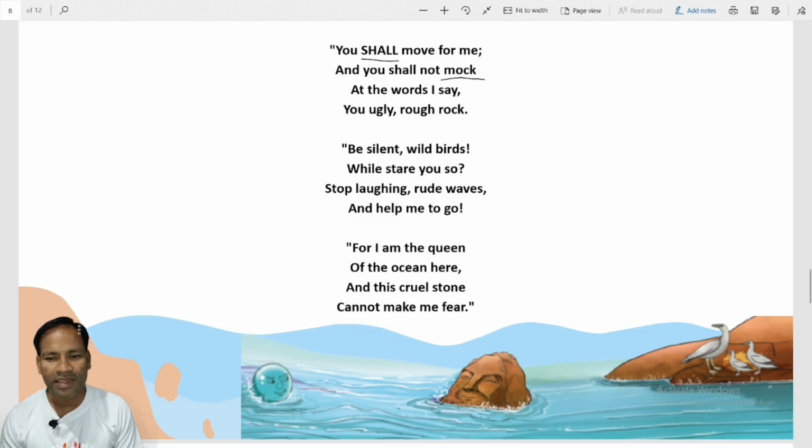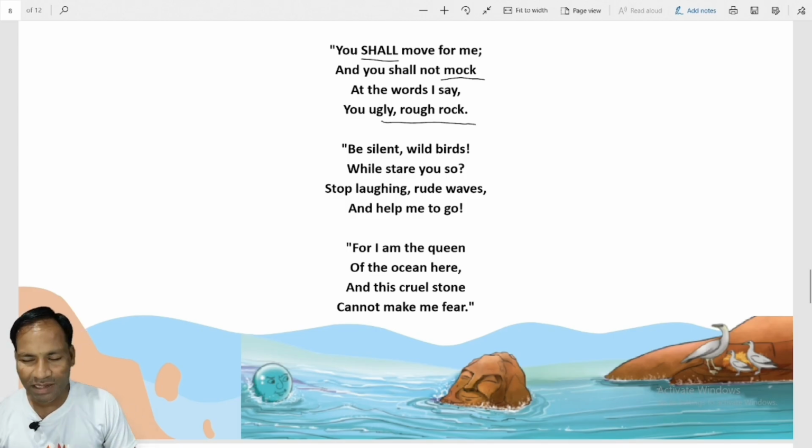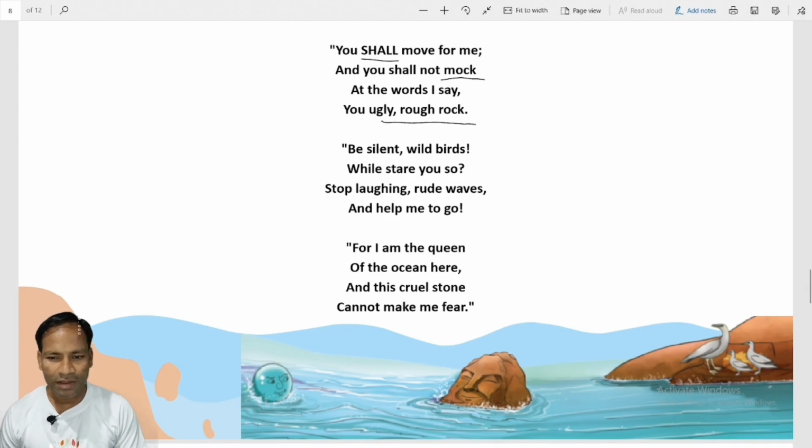तो at the words I say, you ugly rough rock. अगेन रॉक को बहुत ही अरोगेंटली बबल बात कर रहा है कि तुझे यहाँ से हिलना ही पड़ेगा, मुझे रास्ता देना ही पड़ेगा, यू रफ रॉक, तुझे बाजू को हटना ही पड़ेगा. और वो अभी सबको स्कोल्डिंग कर रहा है, सबको डांट रहा है. पहले तो उसने डांटना शुरू किया पत्थर से, यानी वो रॉक को पहले डांट रहा है. उसके बाद Be silent wild birds, बर्ड्स की तरफ देख के बोल रहा है कि be silent, no need to laugh, wild stare you so, क्यों देख रहे हो मेरी तरफ, हमारी तरफ क्यों देख रहे हो. Stop laughing rude waves and help me to go, और वेव्स को बोल रहा है कि हंसना बंद करो और हेल्प मी टू गो.